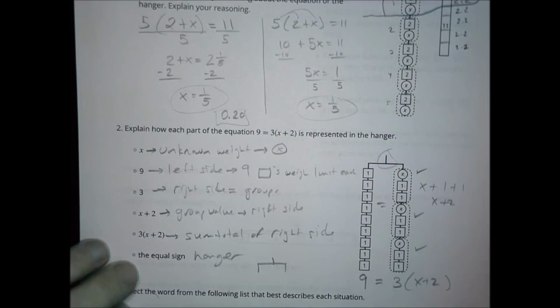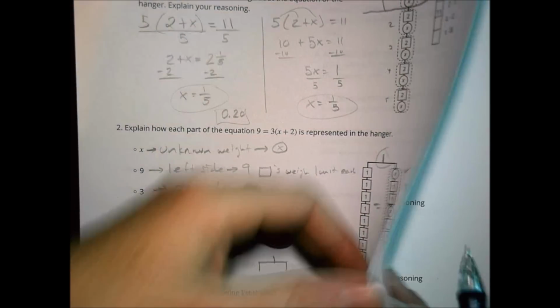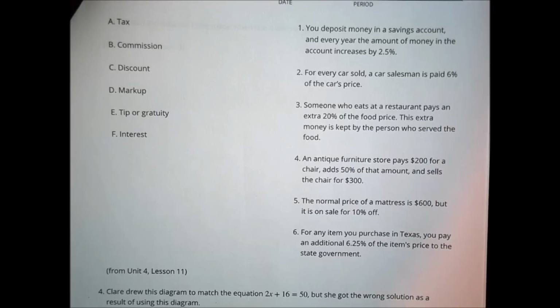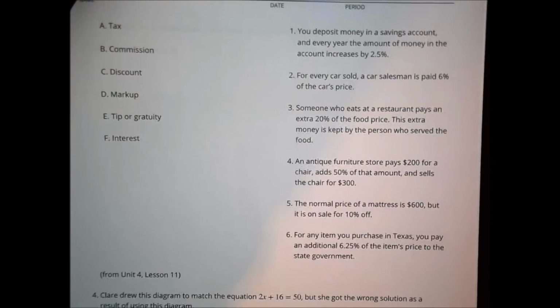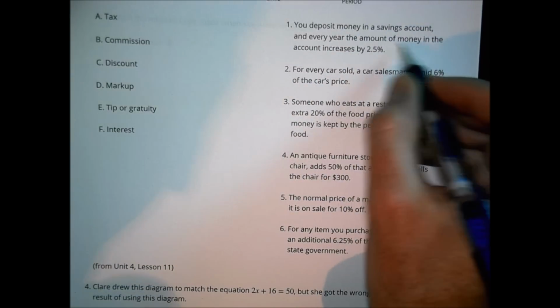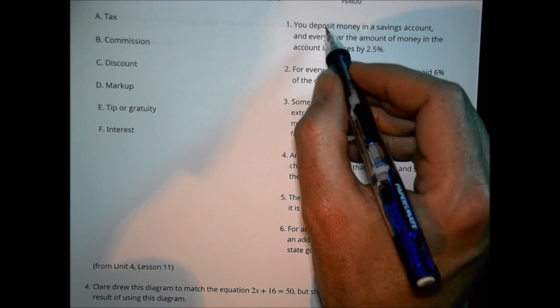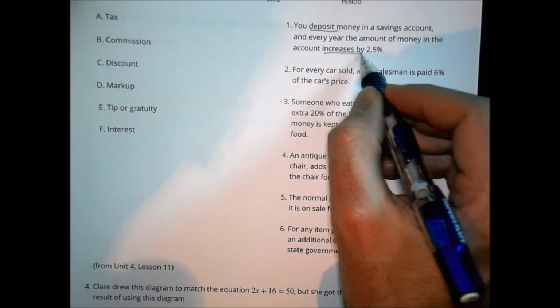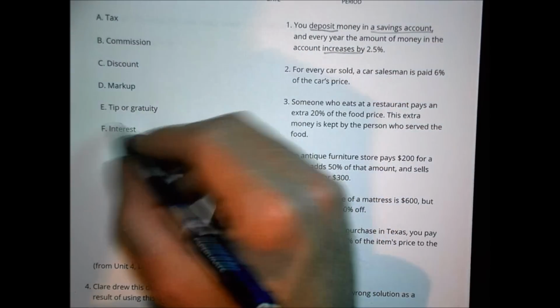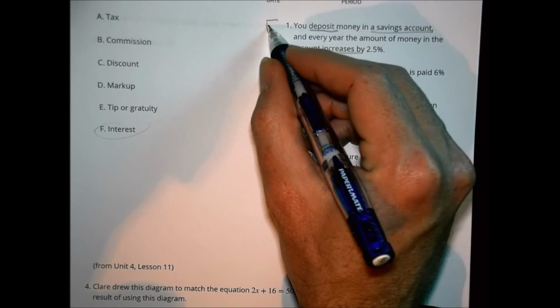Alright, looking at number 3. Select the word from the following list that best describes the situation. A little review thing about some money. So here we go. This first one, we have a deposit into a savings account, and every year the amount of money in the account increases. So it's a deposit and it's an increase, and when you have a deposit into a savings account with an increase, we call that an interest. So that's going to be F right there.